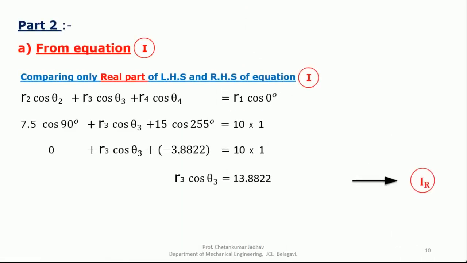Students, let me start with the second part of the solution. Here, from equation 1, by comparing only the real part of LHS and RHS, we can write R2 cos theta 2 plus R3 cos theta 3 plus R4 cos theta 4 is equal to R1 cos 0. After substituting the values of R1, R2, R3, R4 and theta 1, theta 2, theta 3, theta 4, we get R3 cos theta 3 is equal to 13.8822. We'll call this the first equation for the real part.